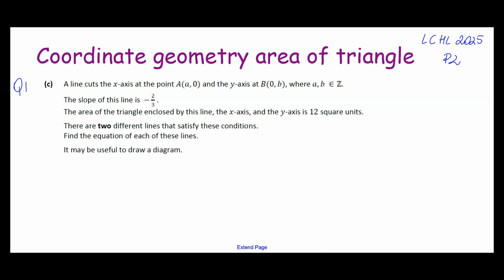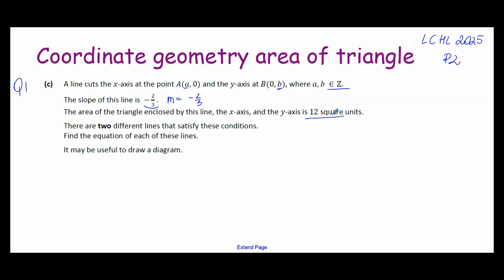What that means is that this value and this value are whole numbers. They could be negative or positive, but they are not fractions, no decimals. The slope of the line is -2/3. Okay, so first numerical information, they give us the slope of that line. The area of the triangle enclosed by this line, the x-axis and the y-axis, is 12 square units.